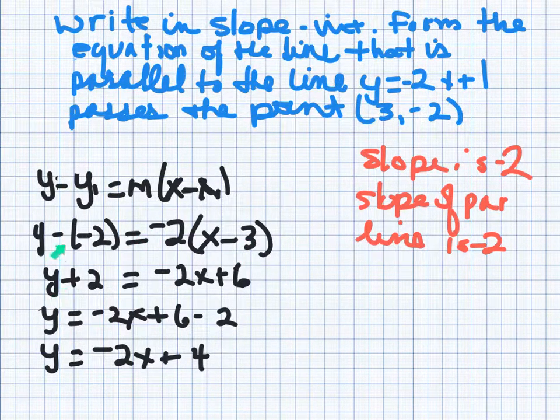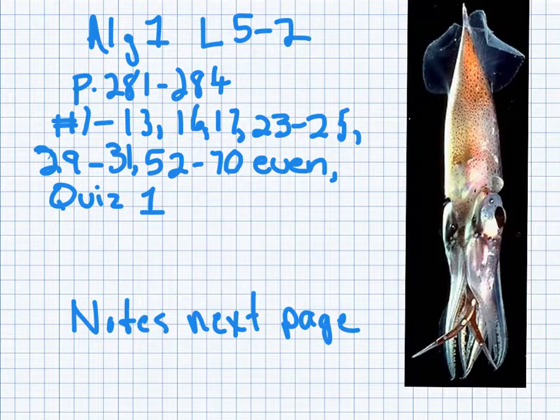We work that out. We have 2 negatives, so that's a plus. Y plus 2 equals -2x plus 6, because we distributed it. We subtract 2 from both sides, and when we work it out, we end up with y equals -2x plus 4.